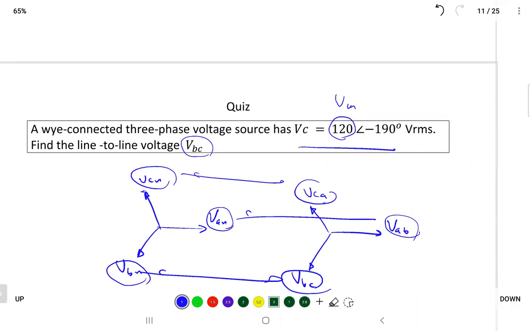Of course, the magnitude of VB is equal to VC. The only difference is the angle. Is VB leading or lagging VC? VB is leading. By how many degrees? 120. It's balanced. So what are you supposed to do? You add 120 to the angle that you have. Then you get VB, and when you subtract, you get VBC. It's just as simple as this, because VBC equals VB minus VC.